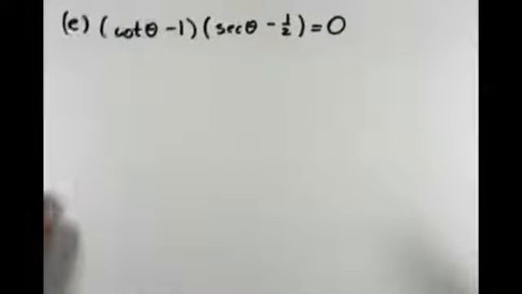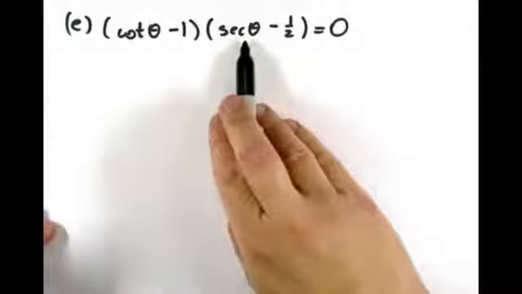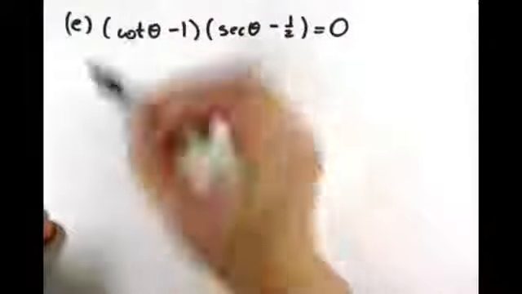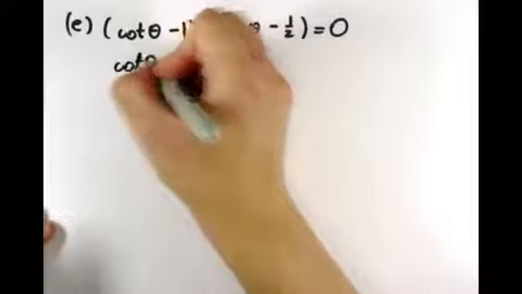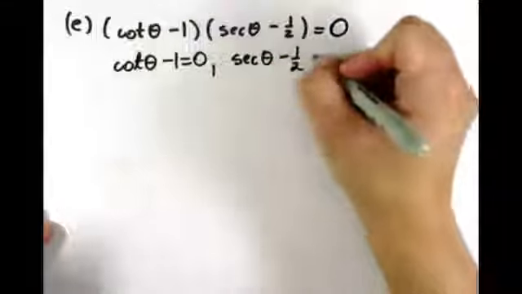Example E: cotangent theta minus 1 times secant theta minus 1 half. We already have it in factor form, so we don't need to factor. We can already take each bracket to 0. We don't even need to change to one function, because first you take each bracket to 0 and then it will work right away. So cotangent theta minus 1 equals 0, and secant theta minus 1 half equals 0.